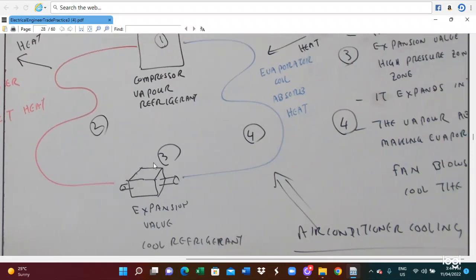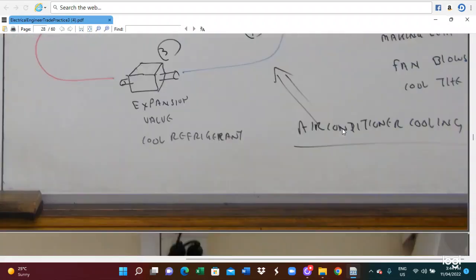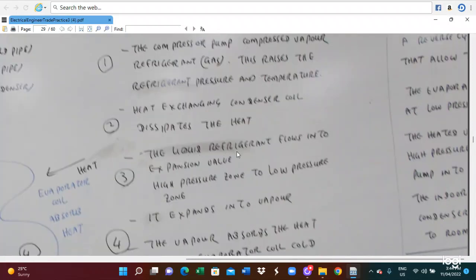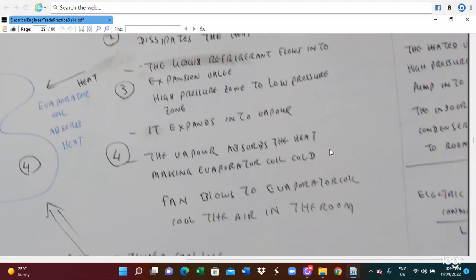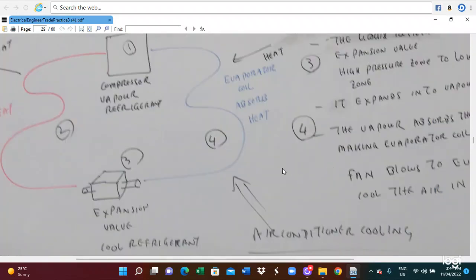The expansion valve cools the refrigerant. So this is the way we can use it. In this case, we can also see our cooling cycle. The compressor pumps the compressed vapor refrigerant gas. This raises the refrigerant pressure and temperature. The heat exchanging condenser coil anticipates heat, and the liquid refrigerant flows into the expansion valve. From the high temperature zone to the low temperature zone, it expands to vapor. The vapor absorbs the heat, making the evaporator coil cool. The fan blows over the evaporator coil and cools the air in the room. So this is the air conditioner cooling system.